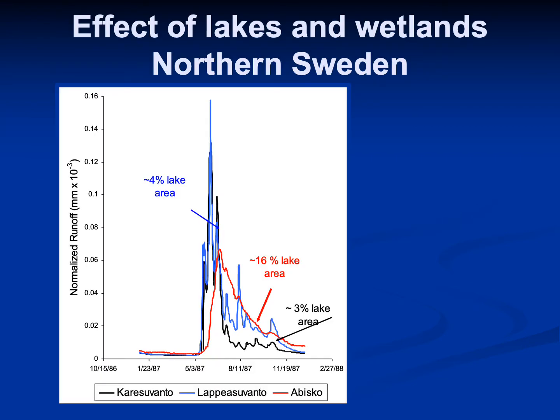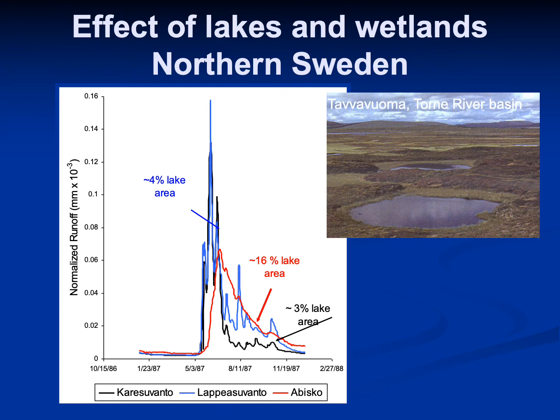This illustration provides a classic example of how increasing surface water storage in a watershed, in the form of lakes and wetlands, can influence hydrograph shape. These 3 hydrographs were all observed in the Torne River Basin in northern Sweden, shown here. The annual hydrograph is dominated by the cycle of snow accumulation and melt, so you can see there is no stream flow in the winter, but then it rises dramatically in May. The red line represents the watershed that has the most lakes and wetlands.